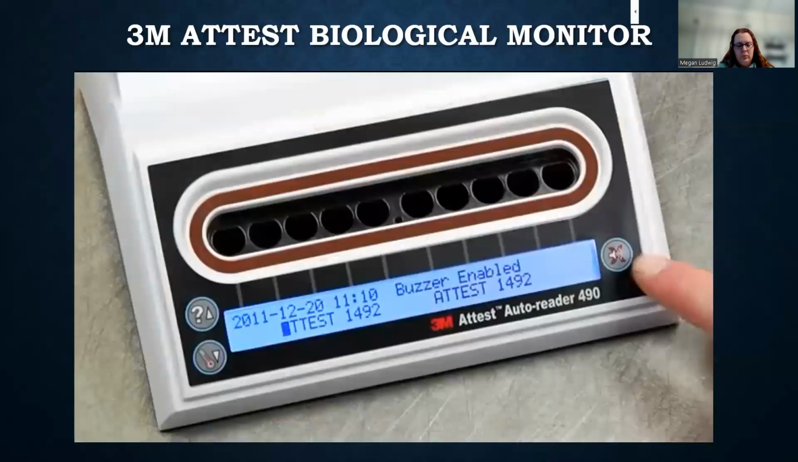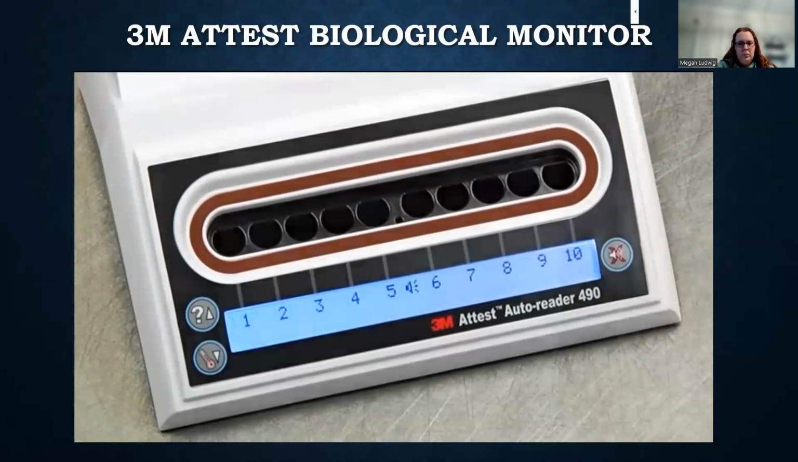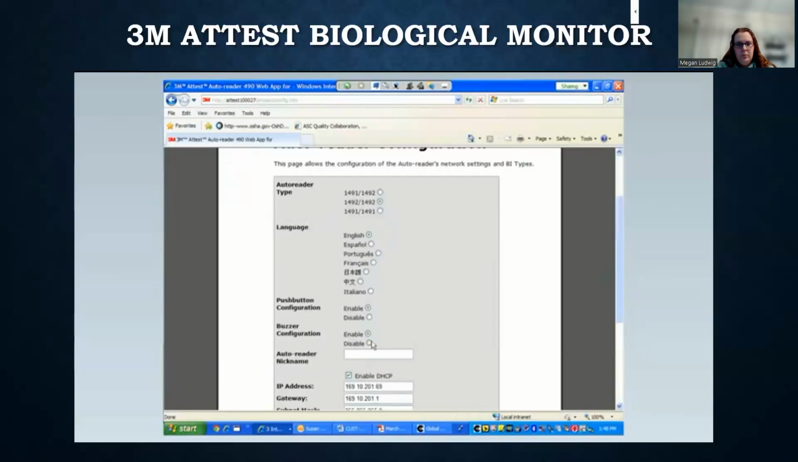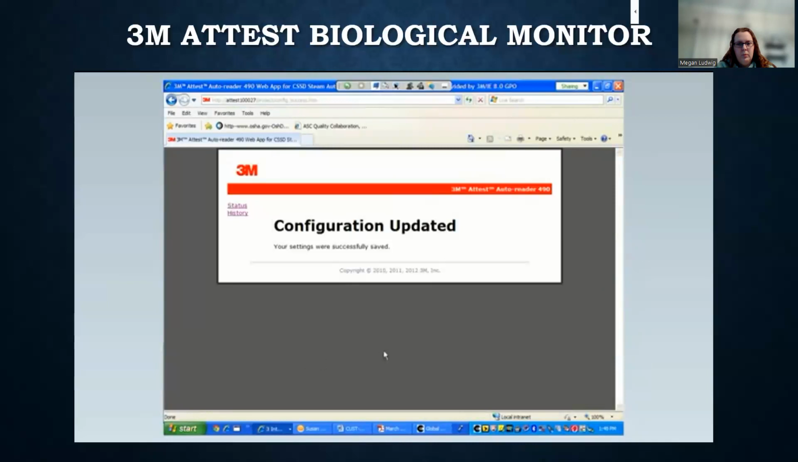The A-Test Auto Reader 490 can be configured using the buttons directly on the unit. But you can also configure the unit remotely using the A-Test web app. Go to the configuration page to customize the incubation wells. Enable or disable the audible alarm and assign a nickname to your A-Test Auto Reader 490. To learn more about using the A-Test Auto Reader 490 web app, see your operating manual.